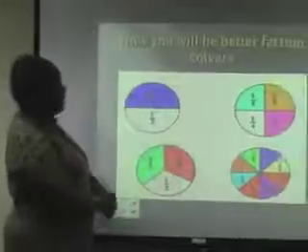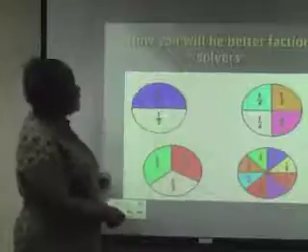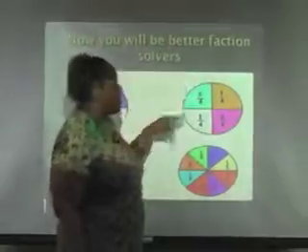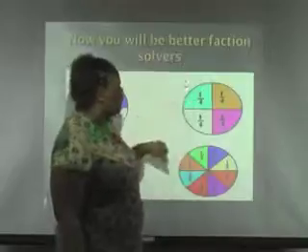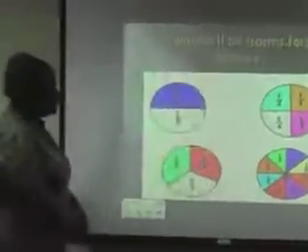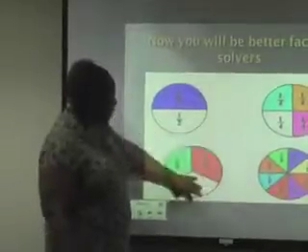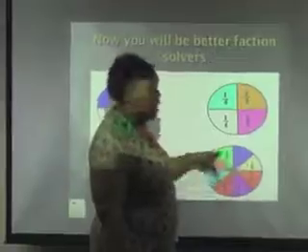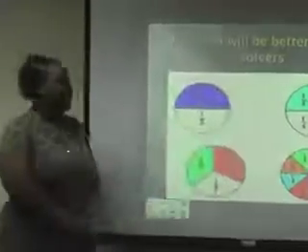The part that is colored in is 1/2 of the circle. This is your numerator, this is your denominator. Over here, we have 4 parts of a circle: 1, 2, 3, 4. This is your numerator, and this is your denominator. Our next illustration, we have 1/3: 1, 2, 3. And lastly, we have 1/8 of a circle: 1, 2, 3, 4, 5, 6, 7, 8. And this is your numerator, and this is your denominator at the bottom.